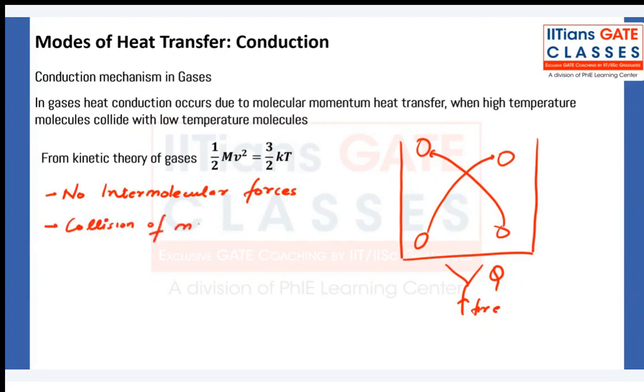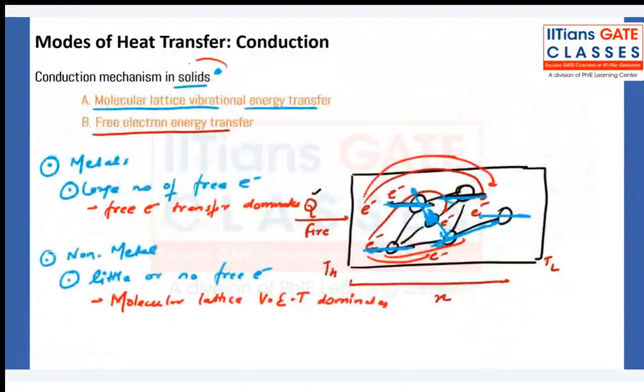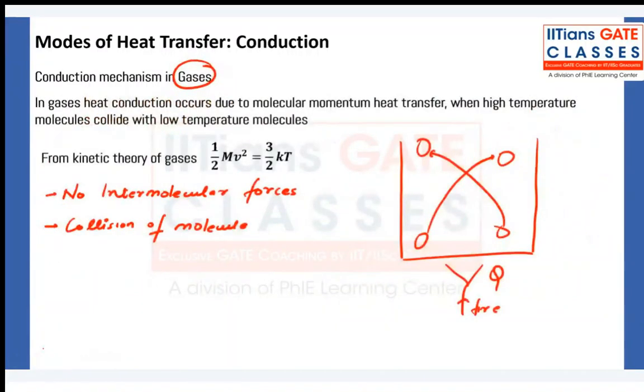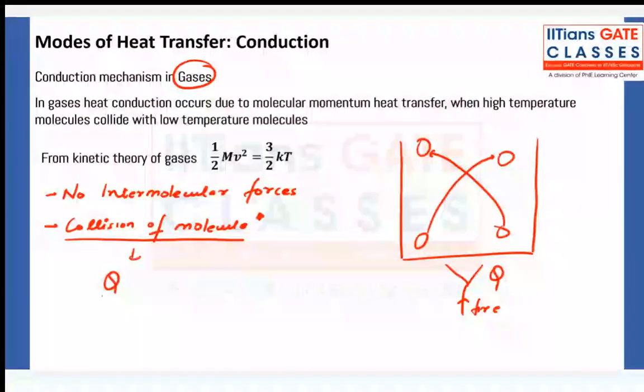You have to identify what we are talking about. We are talking about gases. We started with solids, then we talked about liquids, and now we are talking about gases. So in gases, the only phenomenon that causes conduction heat transfer is collision of molecules. Because the molecules are very far away, the chances of collision are very low, and therefore heat transfer due to conduction is low.